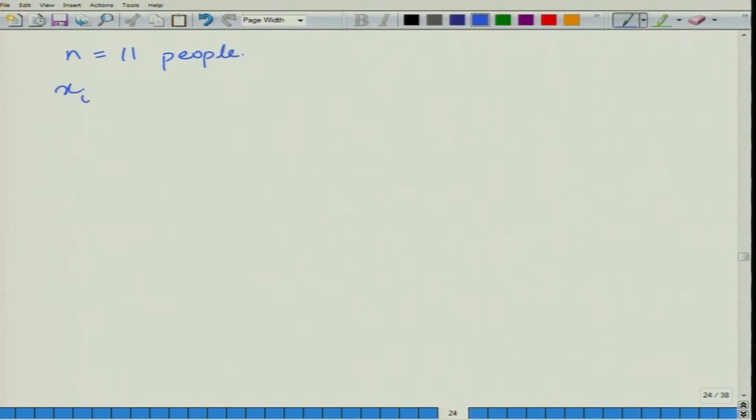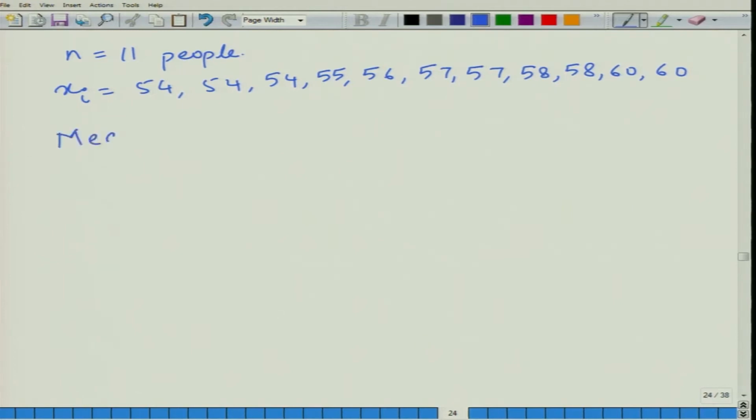The values of x are 54, 54, 54, 55, 56, 57, 57, 58, 58, 60 and 60. So, 11 values. Now, we want to find out the typical age at which an employee opts for retirement through the voluntary retirement scheme. This would give us an idea of the measure of central tendency. Let us look at the first measure. The first measure is called the mean.